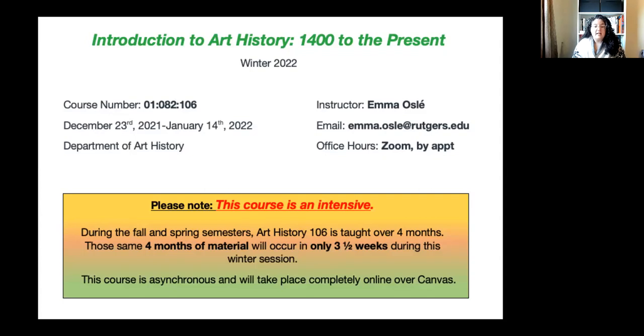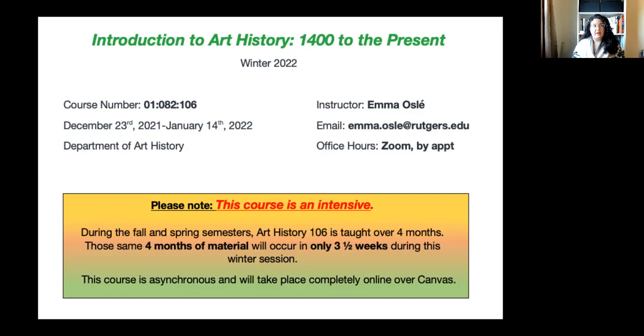It's an intensive course. And when I say intensive, I mean intensive, right? So during the fall and spring semesters, this class is taught over a period of 4 months. So you'll have 2 class meetings that are an hour and a half lecture. You'll have weekly readings, weekly responses, your standard exams, a midterm, a final. All of that information that happens over 4 months is condensed into only 3.5 weeks during the winter semester. And that's why you're only allowed to take 1 winter course.